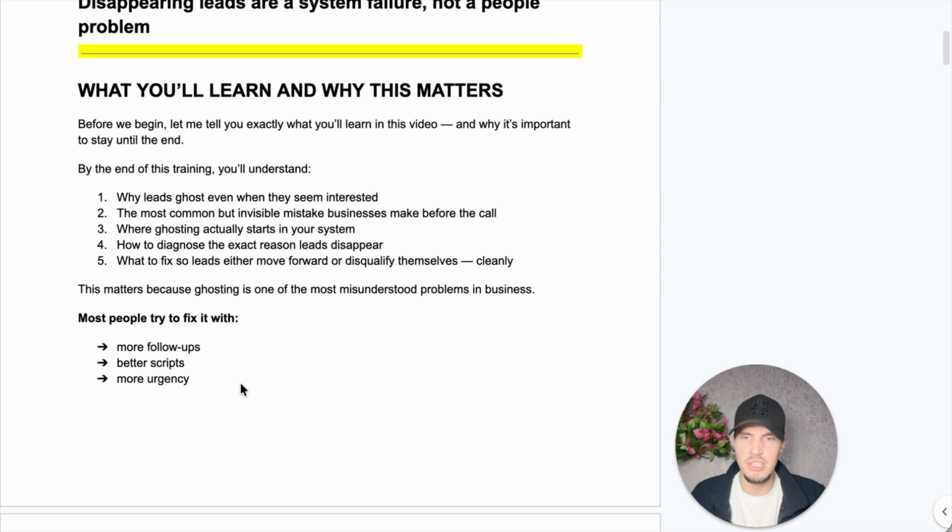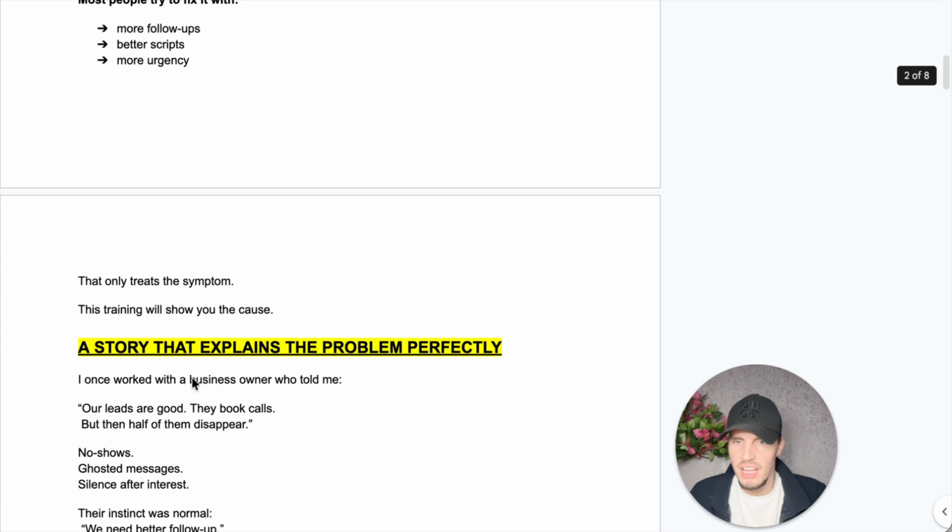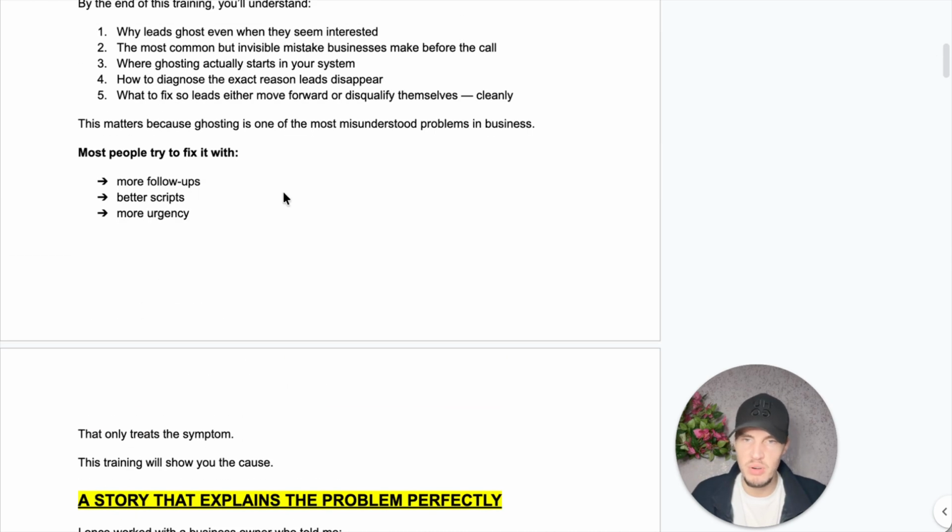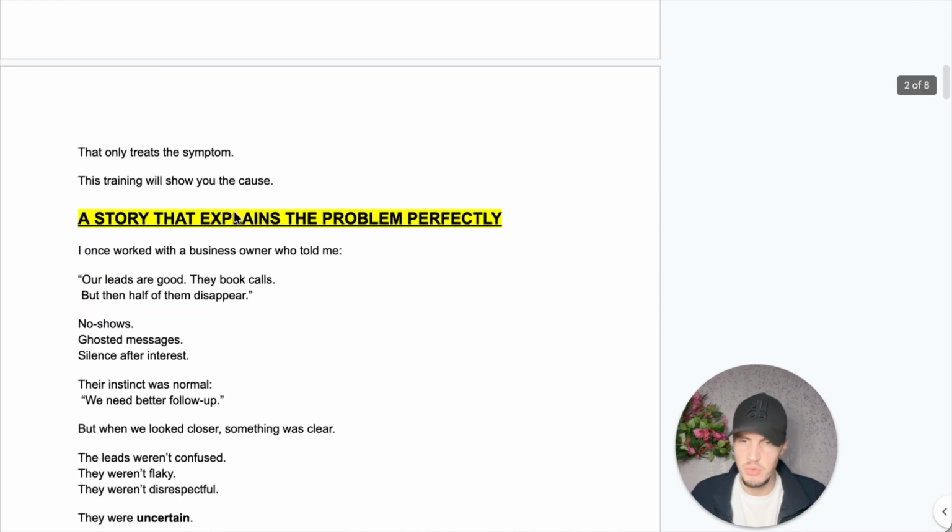So we do a message confirmation, after 3 hours another message, 24 hours later another message, 48 hours another message. Appointment setters are calling everybody just to make sure that they show up, right? Even better scripts or more urgency. But that's not the real problem. That's just symptoms. This training will show you the root cause of the problem. If you have been thinking that the problem is more follow-ups, better scripts, and more urgency, these are just symptoms, and you are already shooting yourself in the foot by thinking that. That's why I need you to watch this video to the end so you can avoid this.